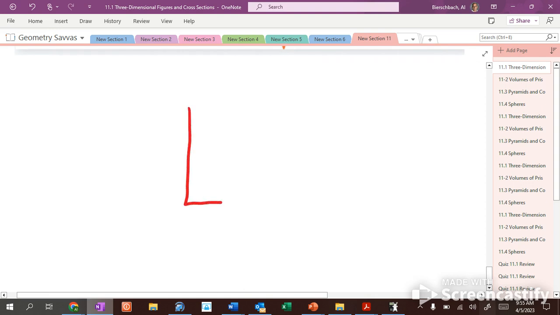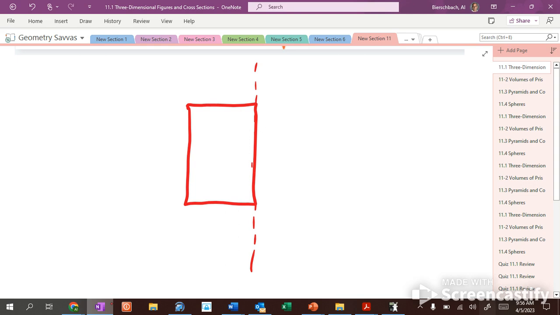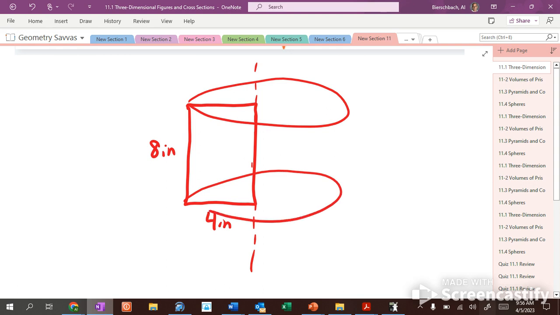So, let's take a rectangle. I'm going to swing it around here. The rectangle is 4 inches by 8 inches. If I swing it around this line, what's it going to make? A cylinder. You guys are so good. It's going to make a cylinder. Okay?